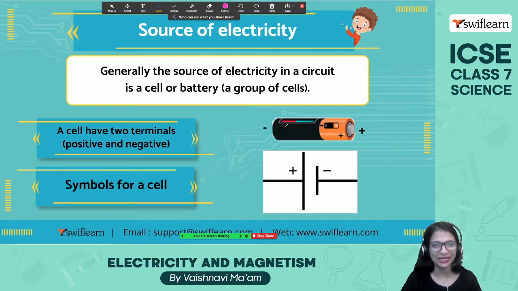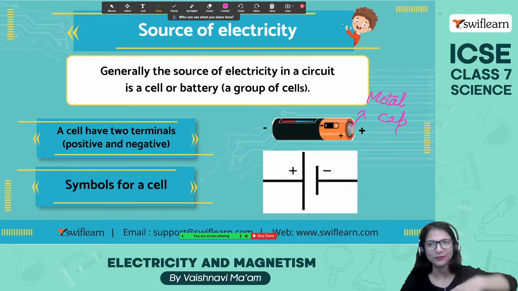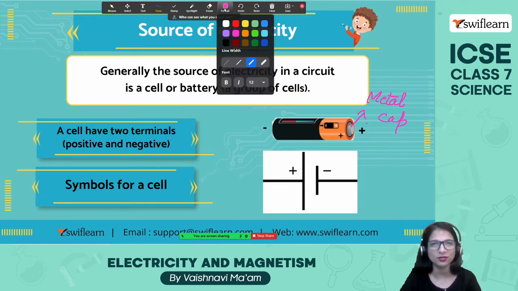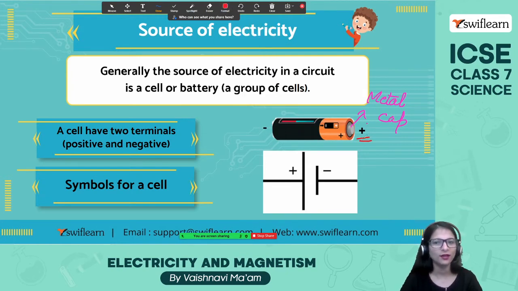ठीक है. Now the cell over here has two terminals. One is a negative terminal, one is a positive terminal. तो यहाँ पे जहाँ पे आपको एक metal का plate cap दिखता है, this metal cap अगर नहीं भी mentioned है बच्चों, तो आज आप याद रख लीजिए जहाँ पे आपको metal का cap दिखेगा, that is the positive terminal. Alright, and the ending part is the negative terminal. These terminals are important to connect to the circuit.